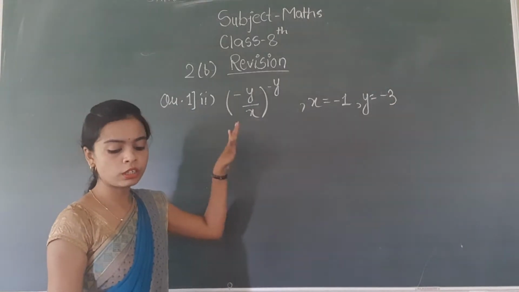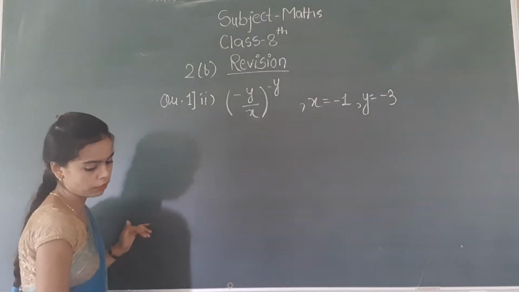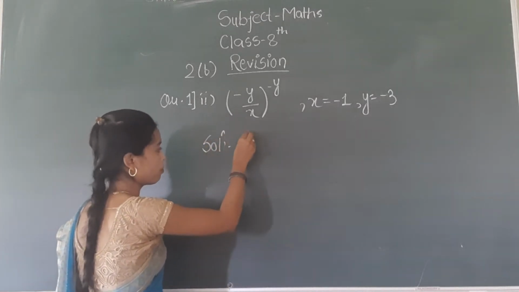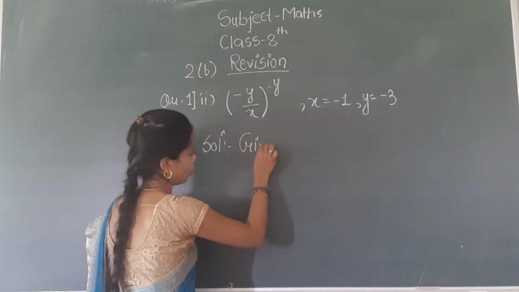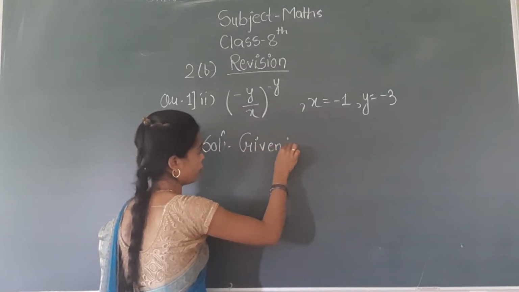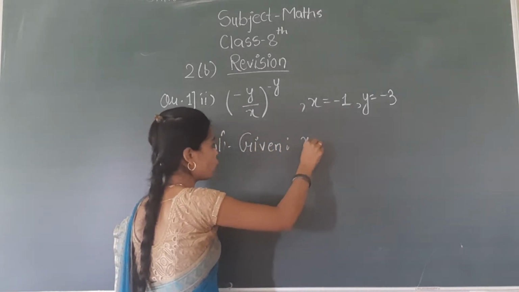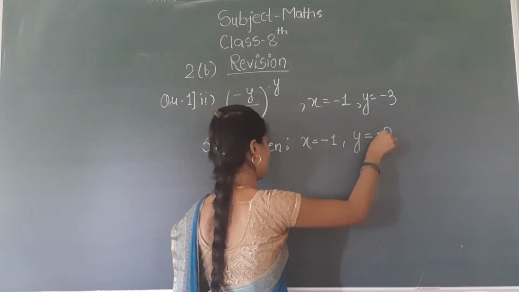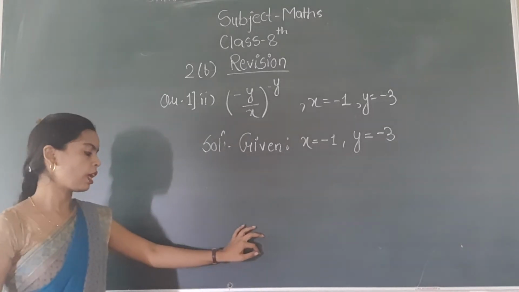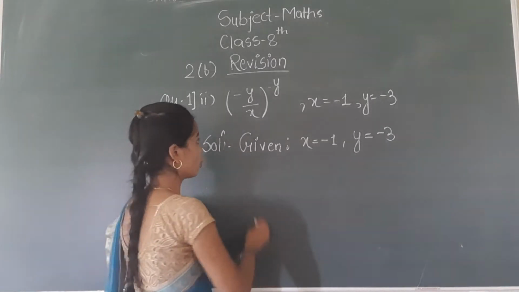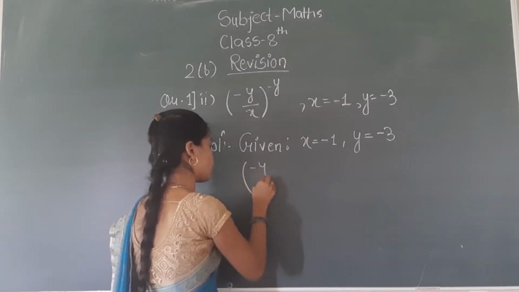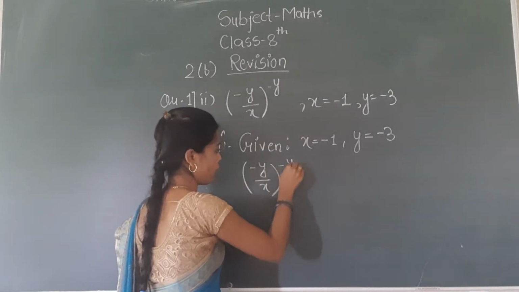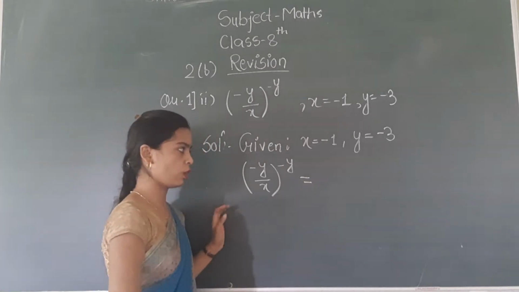Now I am putting the values here. You have to write down the solution as given. What is given here? x is equal to minus 1 and y is equal to minus 3. So what is your equation? It is (minus y upon x) raised to the power minus y. So you have to put the values here.